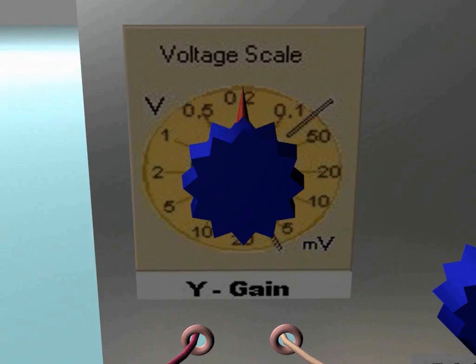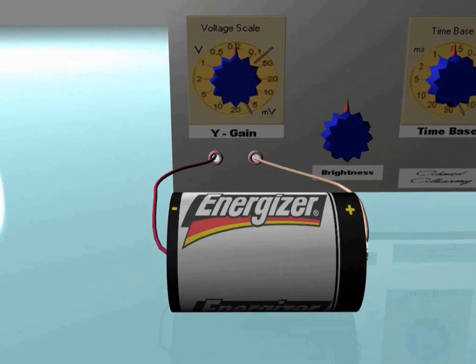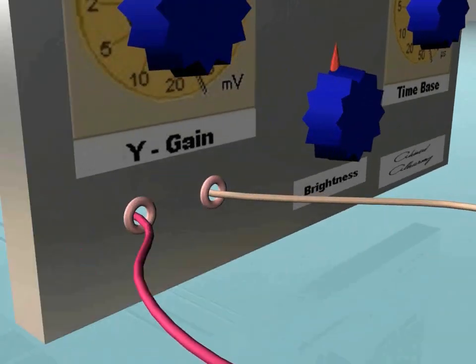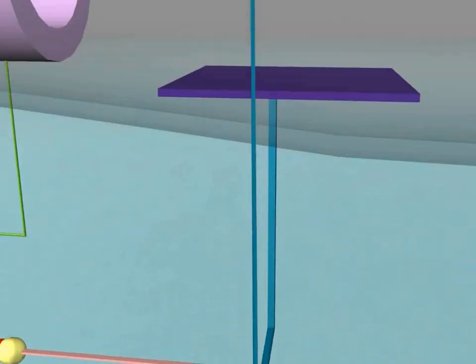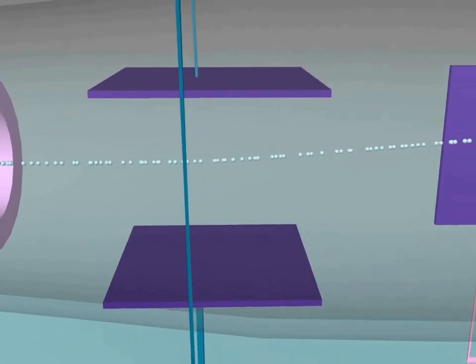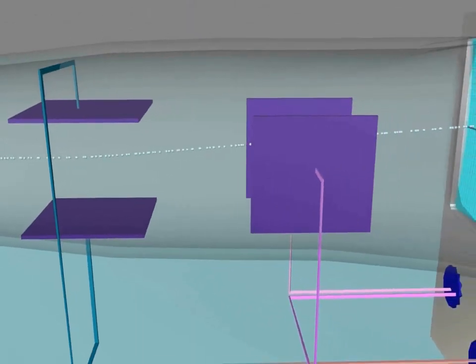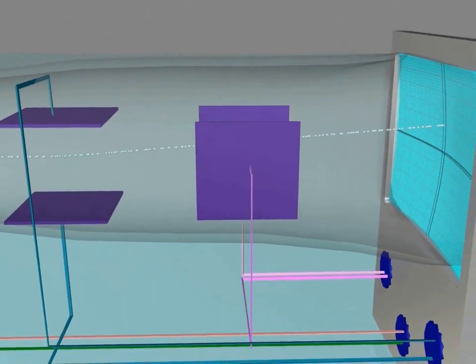As a simple example to understand the function of the Y plates, let's connect a DC battery to the Y input. This will apply a voltage on the two plates, so the upper will be positive and the lower is negative. This causes the deflection of the beam of the negatively charged electrons upwards, repelled from the negative plate and attracted to the positive plate.